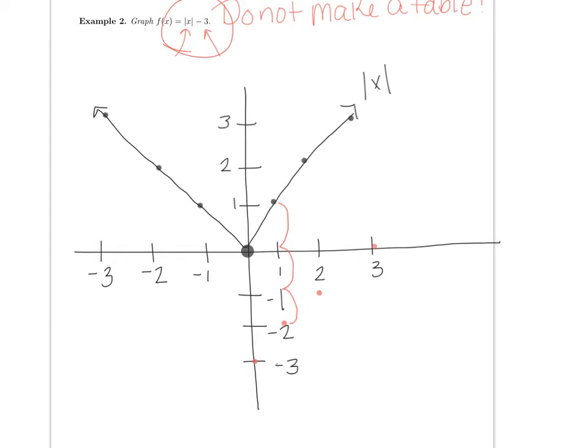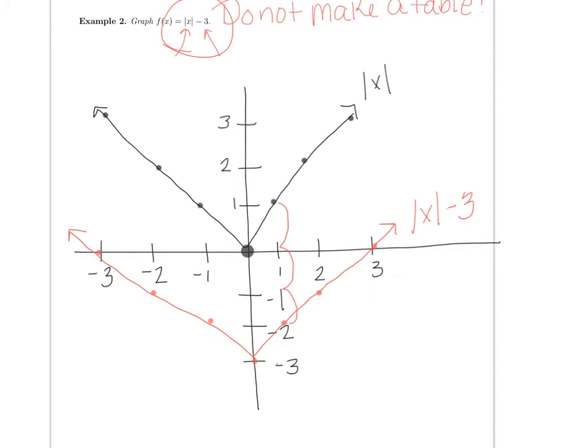And then we can do the same thing on the other side, pick up each point and move it down 3 units. So if this is going too fast, you might want to pause the video and finish putting in these points, and then you can connect them. And so in red, we have the graph of the absolute value of x minus 3.